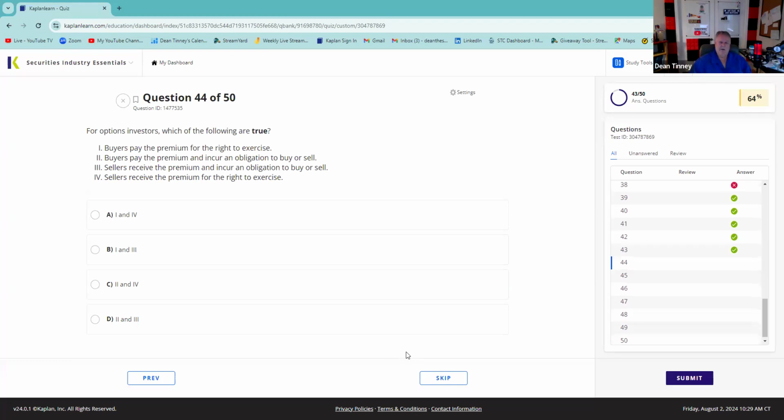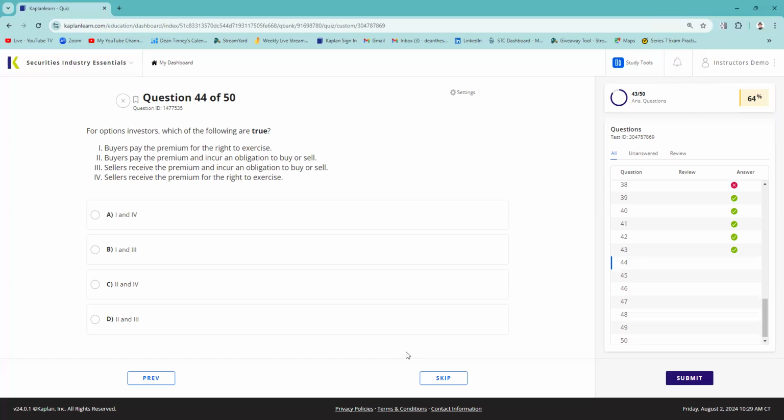For options investors, which of the following are true? I like this one. This is testing you on contract specifications. Buyers pay the premium for the right to exercise. Buyers pay the premium. Did we just do this, I think?